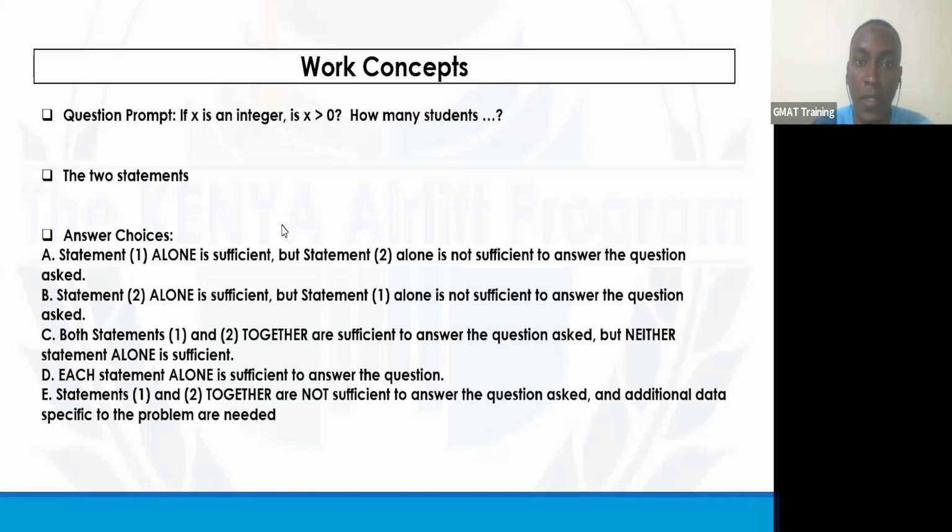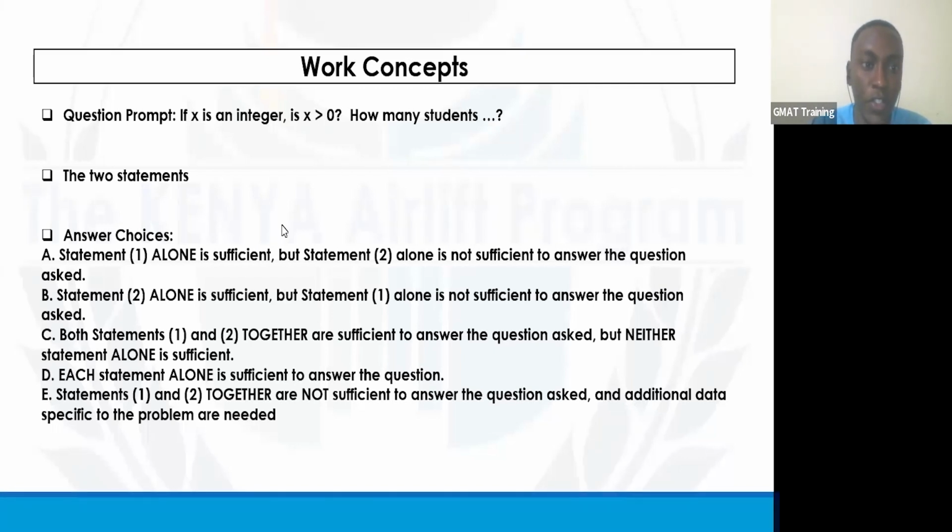After that, we have the two statements. We have to evaluate each statement independently first, and then combine the statements if both of the statements independently are not sufficient. Sufficiency is based on, does the statement give you enough information for you to answer the question in the question prompt confidently? As simple as that. I'm sure and confident that most of you are familiar with these questions. If you're not, you can join the training.